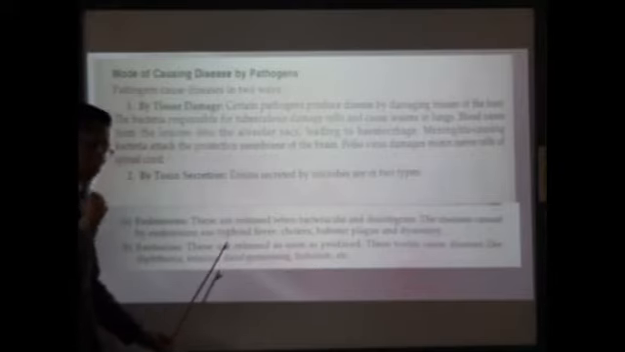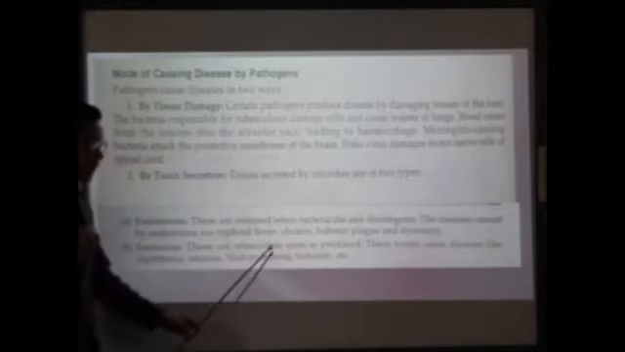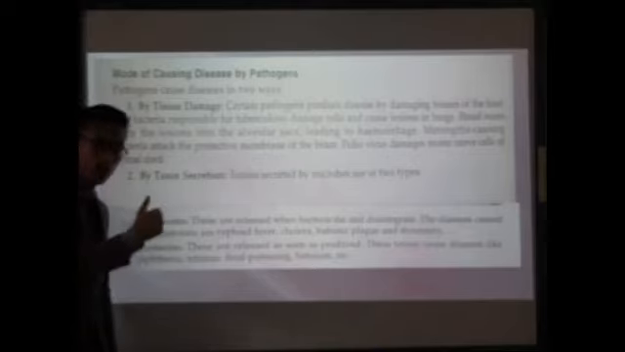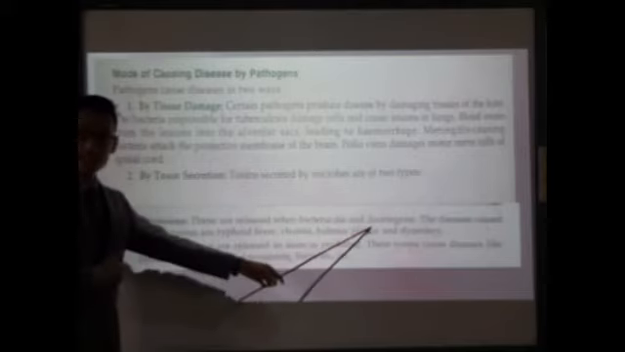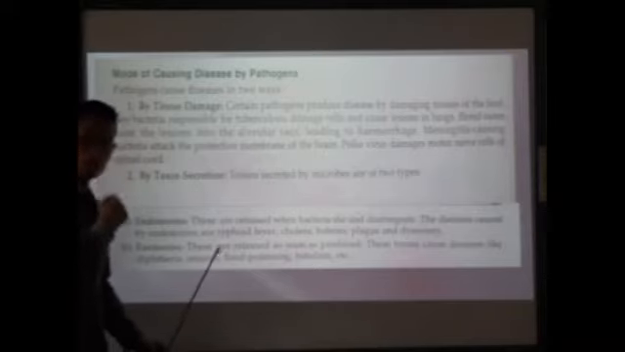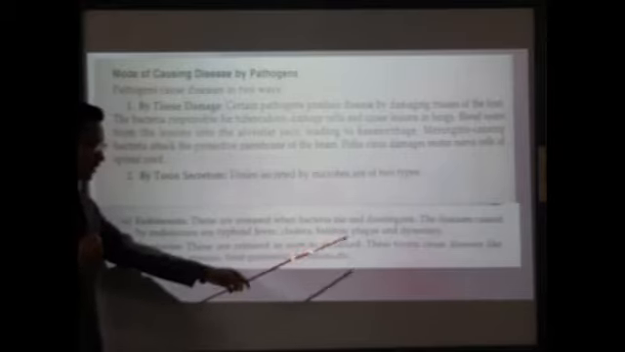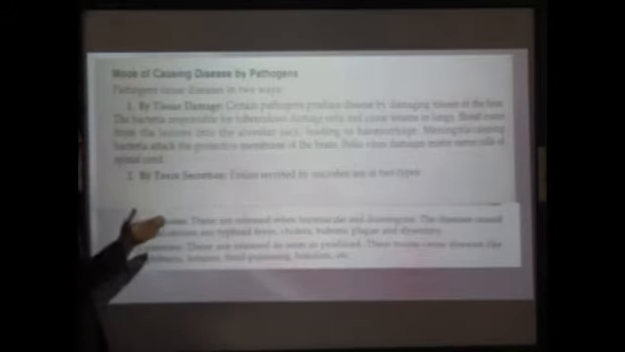Now what do you mean by exotoxins? These are released as soon as produced. Kindly remember the difference between endotoxins and exotoxins. Endotoxins are released by the bacteria when they die and disintegrate, but exotoxins are released as soon as they are produced by the pathogens. Exotoxins cause diseases like diphtheria, tetanus, food poisoning, and botulism.